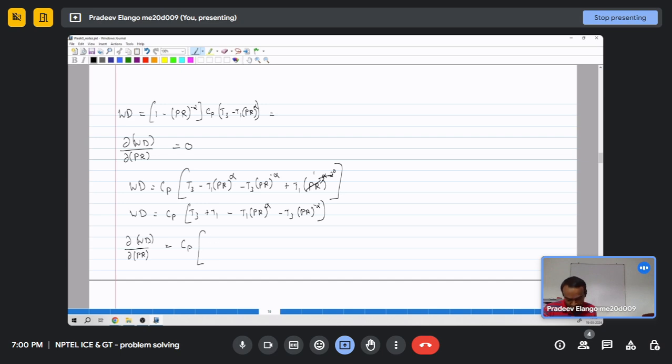I will be left with, I can take the negative outside, so then I would have T1 into alpha into pressure ratio power alpha minus 1, plus T3 into alpha into pressure ratio power minus alpha minus 1, with a minus sign on that term.